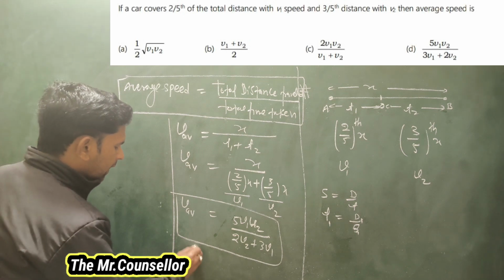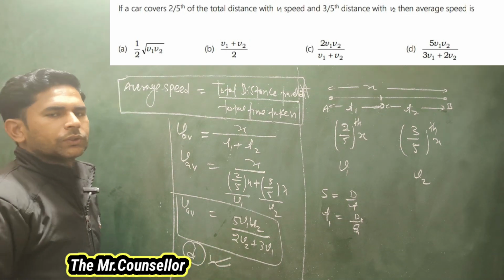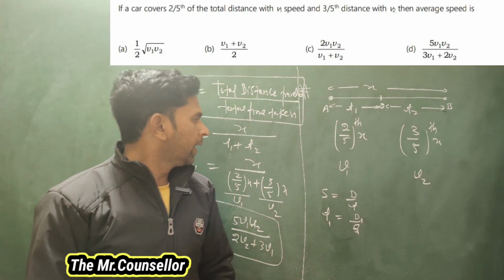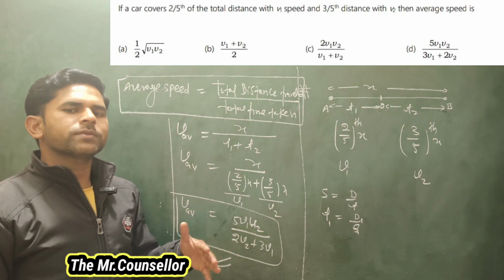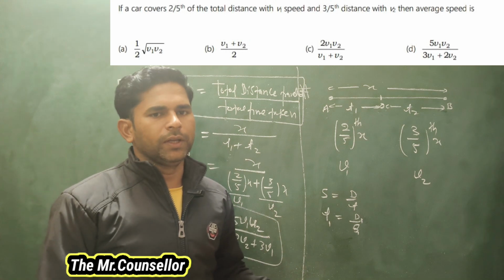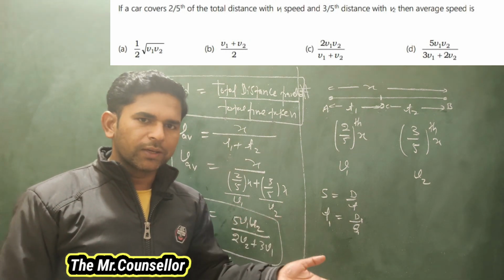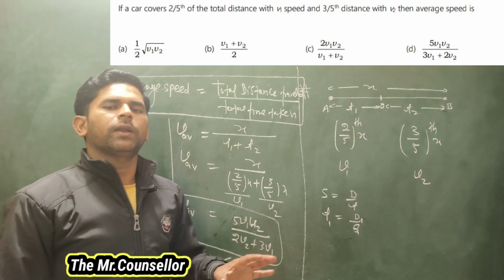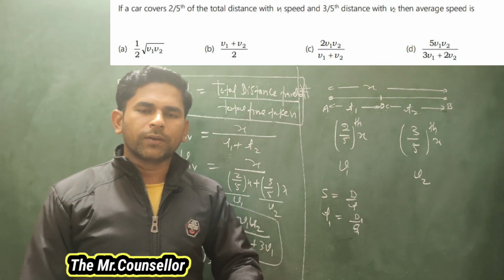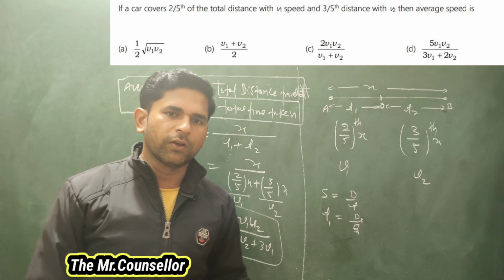So option D is the right answer of this question. It is not a tough one. Here they are asking average speed. Sometimes they can ask average velocity. So please go through that chapter and first try to understand what is speed and what is average speed, what is velocity and what is average velocity.